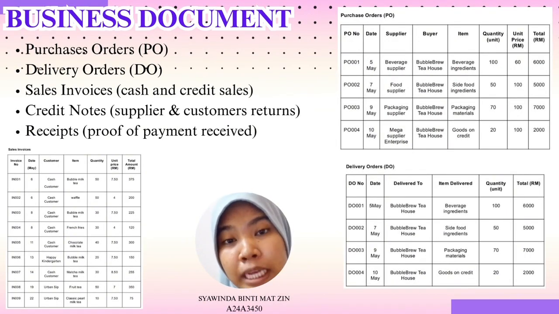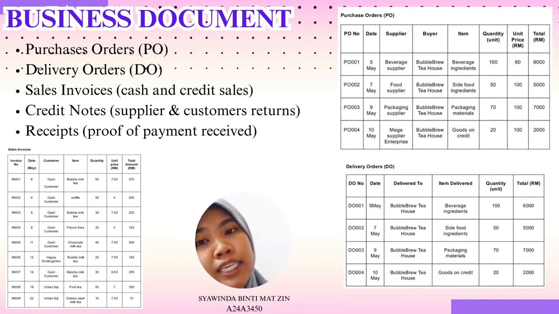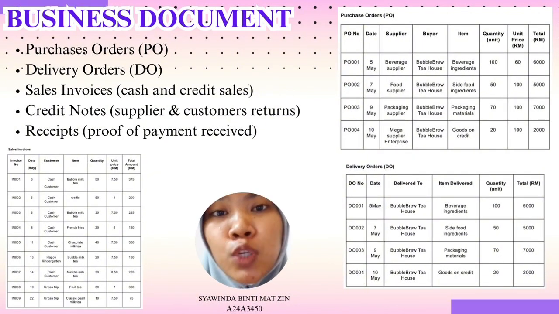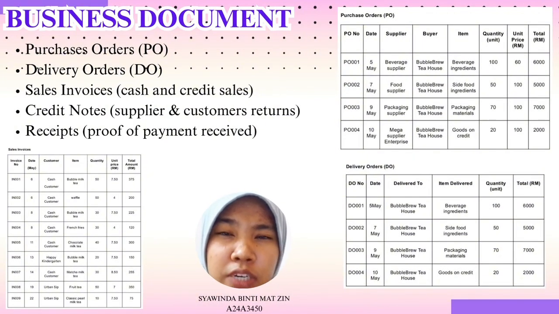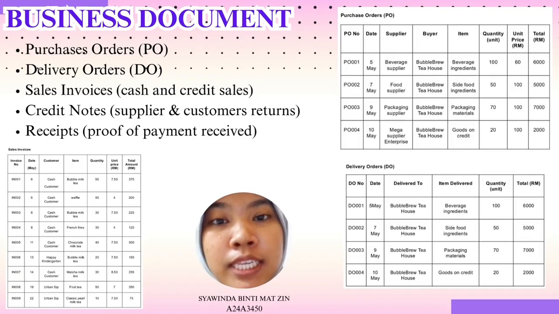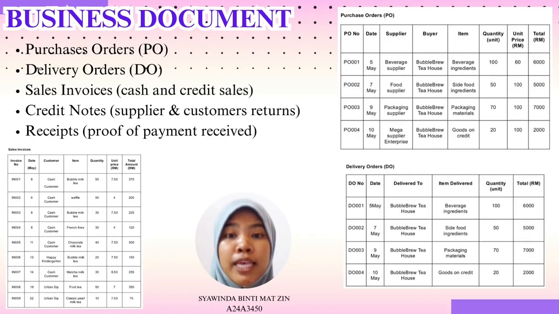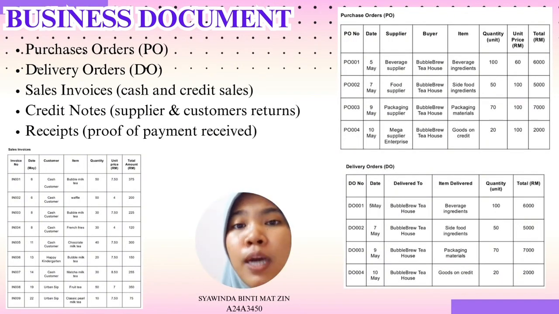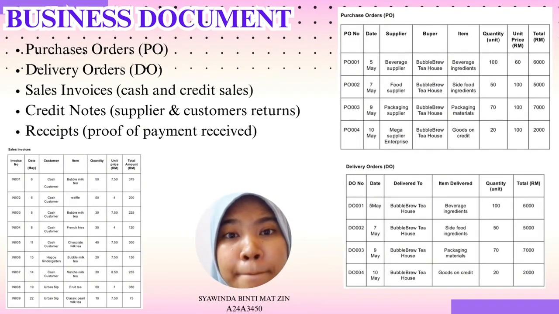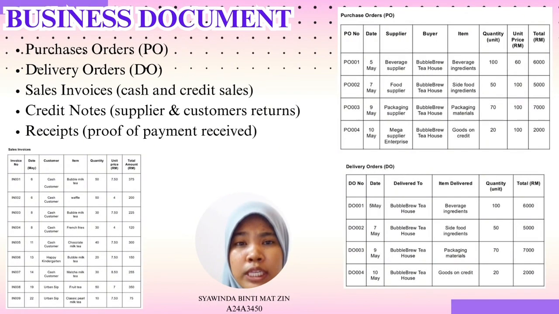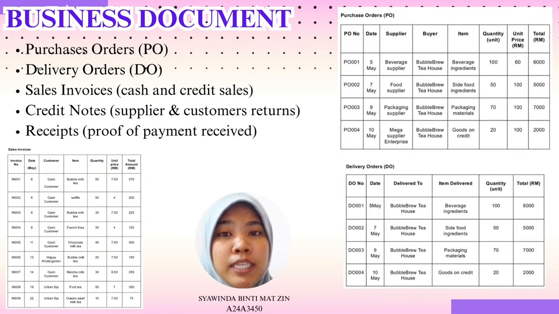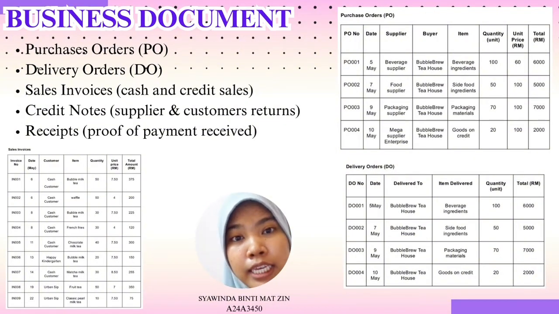This slide is about business documents for May 2025 in our company. During the month, the company issued purchase orders to 4 suppliers for beverage ingredients, side food, packaging materials, and additional goods from Mega Supplier Enterprise. Following that, the company received delivery orders for all the ordered items, including goods received on credit from Mega Supplier Enterprise. Throughout May, the company also issued 9 sales invoices to customers such as Cash Customer, Happy Kindergarten, and Uber Ship.